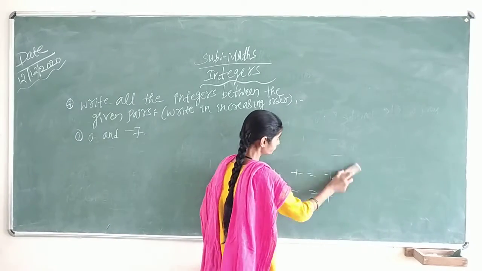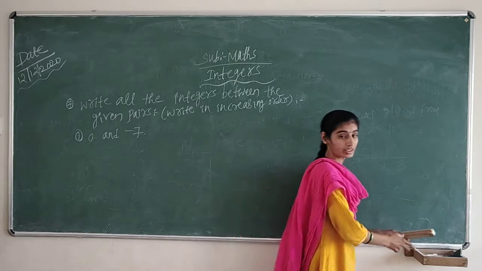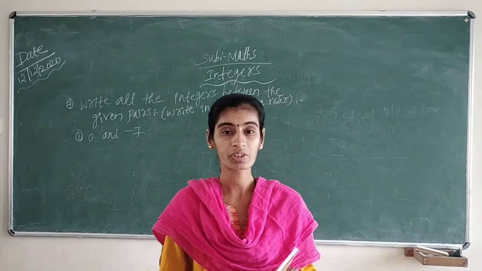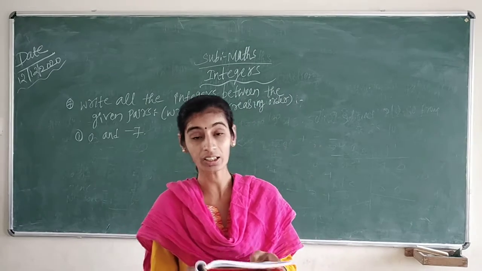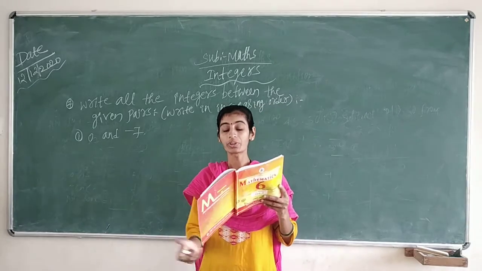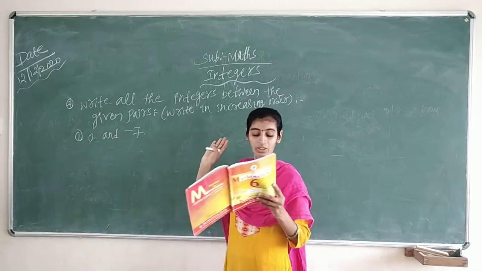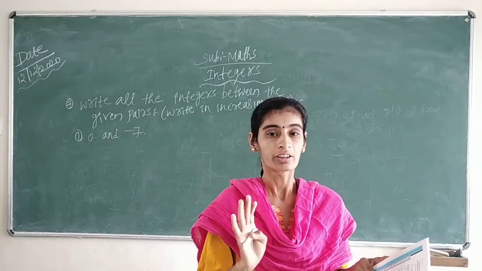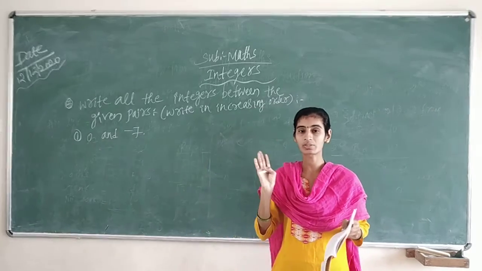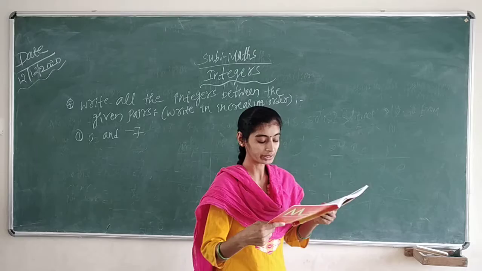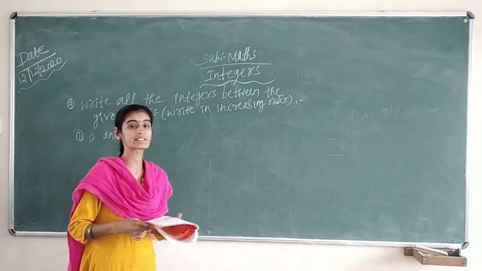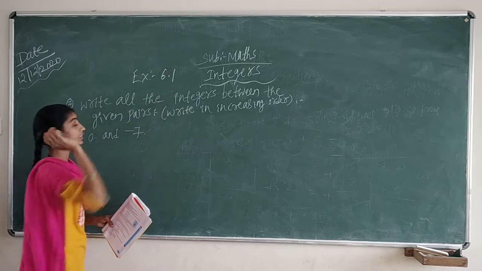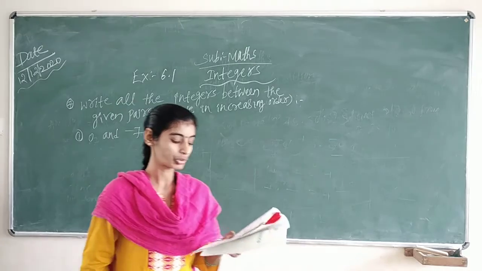Then we started with an exercise. Yes or no, children? We started with exercise 6.1. In that we have solved the first question, second question and third question. Now today we are going to discuss the 7th question. The 4th, 5th and 6th I will be telling you later. Whichever I explain, please give concentration. Now directly we are going to the 7th question of exercise 6.1. So what is the question?